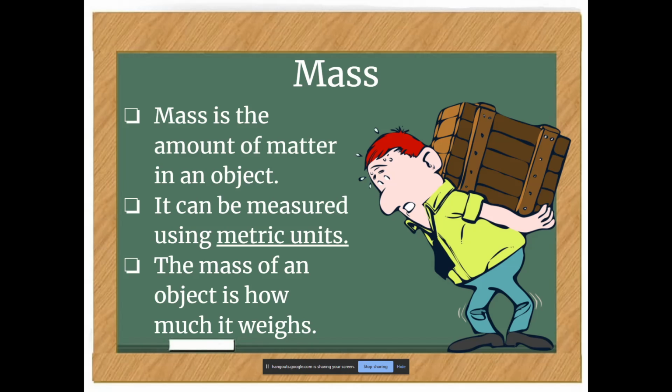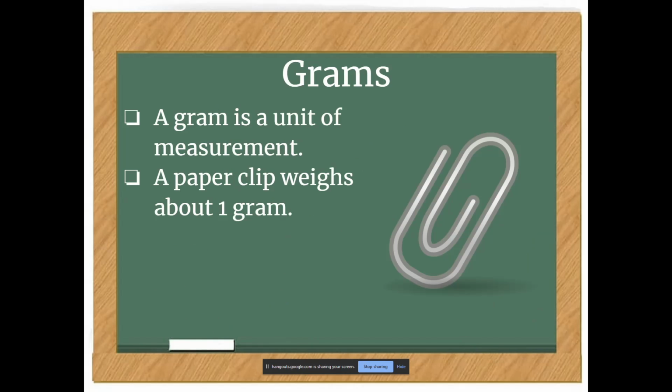And mass is the amount of matter in an object. This is the super mathematical scientific way of saying this, but it's measured using metric units. It's basically how much something weighs. So, how much that refrigerator weighs, how much your dog weighs, how much a gallon of water weighs. When you put it on a scale, you're measuring its mass using metric units. We use pounds over here in America, but in other countries, they use the metric system, which is grams. So, a gram is a unit of measurement, and one little paperclip will weigh 1 gram.